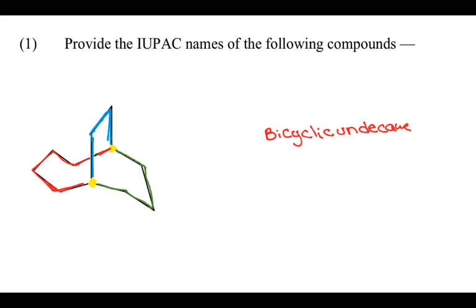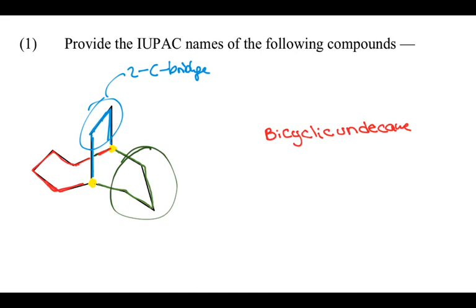So the blue linkage, how many carbons are there? 2. Right? Here and here. 2 carbons, 2 CH2 groups. So we call this a 2-carbon bridge. Now, over here, how many carbons? 3. Right? So this is a 3-carbon bridge. And in the red part, how many carbons? 4. Right?